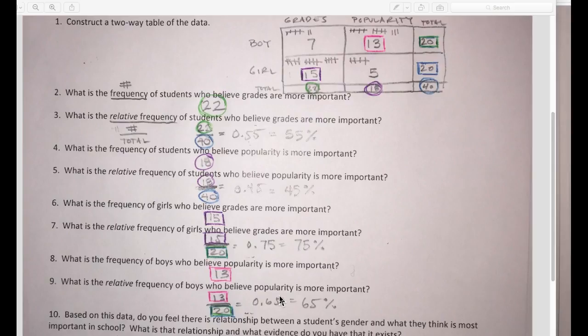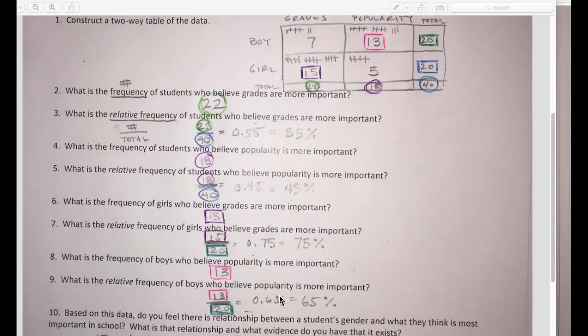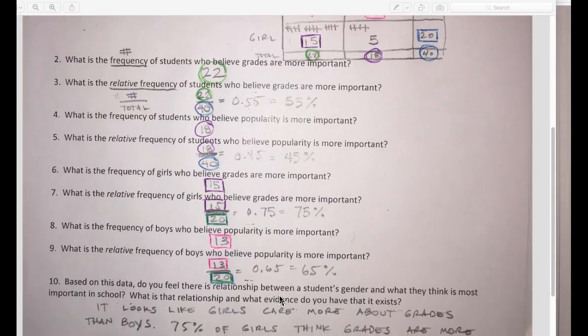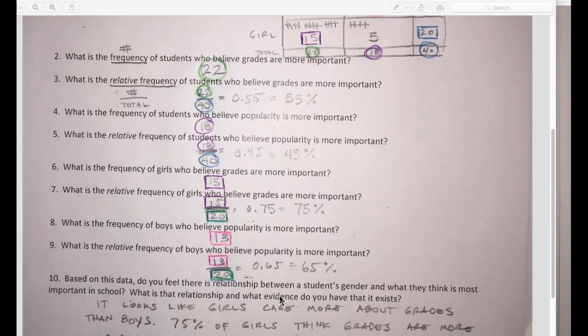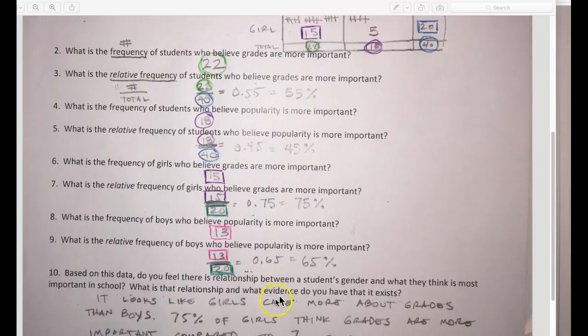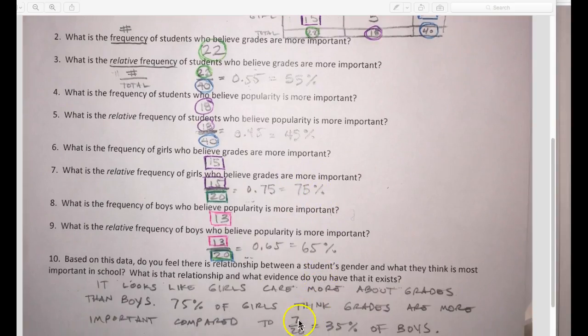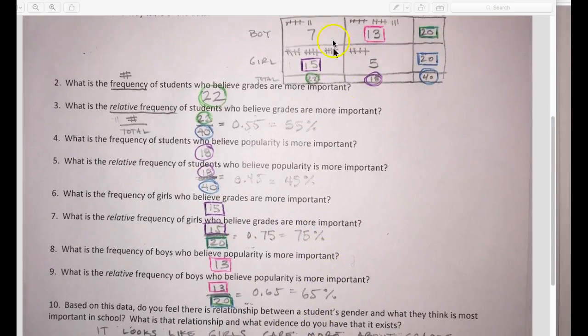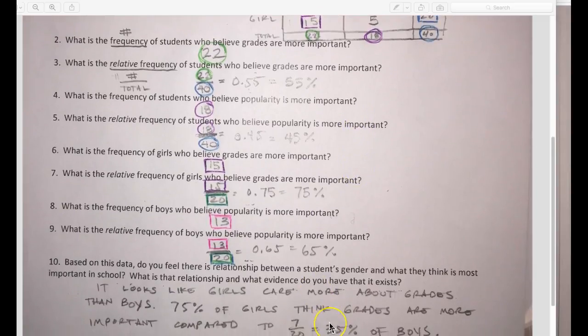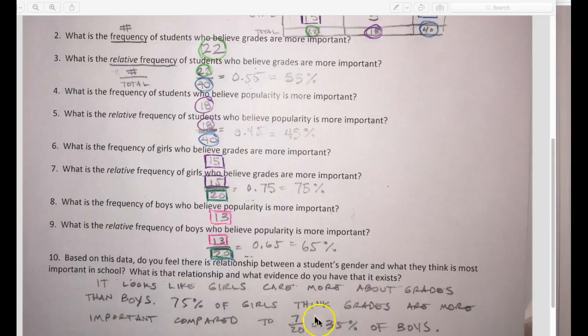Based on this data, do you feel like there's a relationship between a student's gender and what they think is most important in school? What's the relationship and what evidence do you have that it exists? It looks for sure like girls care more about grades than boys. It looks like 75% of them think grades are more important compared to only 7 out of 20 boys. So 7 out of 20 boys think grades are more important. That's only 35%.